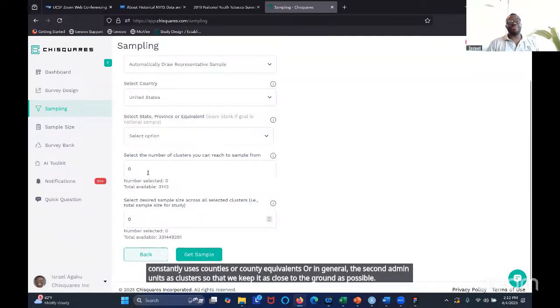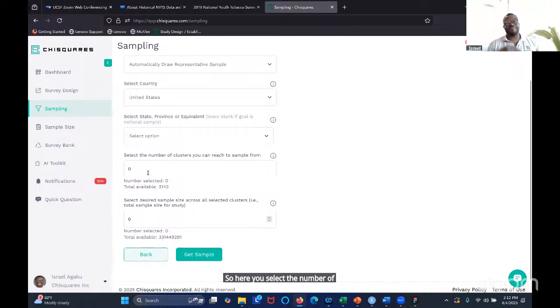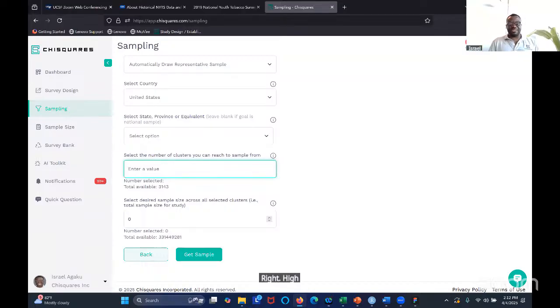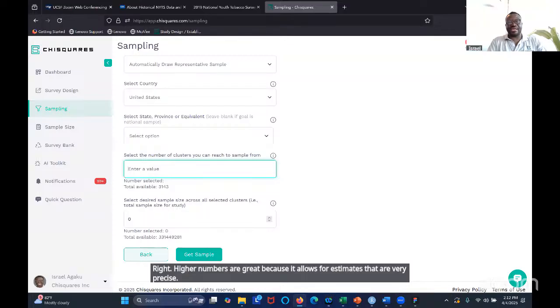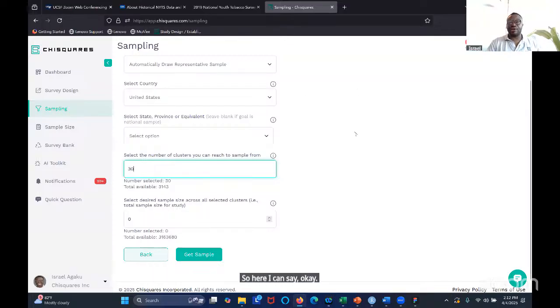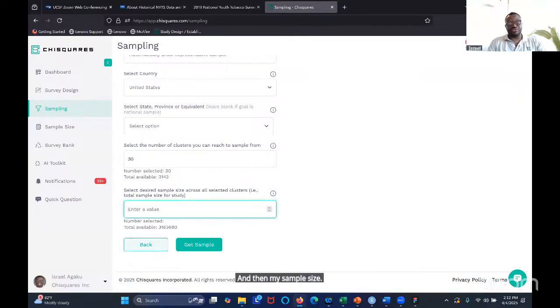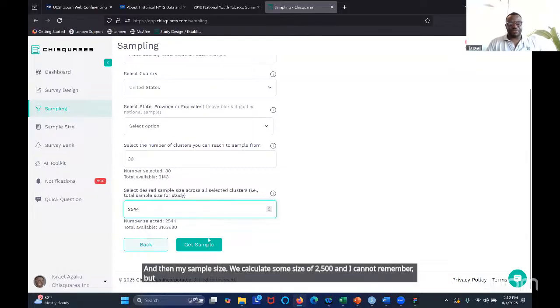So here you select the number of clusters you want. Make sure you don't put a number less than 8, right? Higher numbers are great because they allow for estimates that are very precise. So here I can say, okay, I want to select 30 clusters. And then my sample size. We calculated a sample size of 2,500, and I cannot remember exactly, but I'm going to say 2,544. And then we can click on Get Sample.